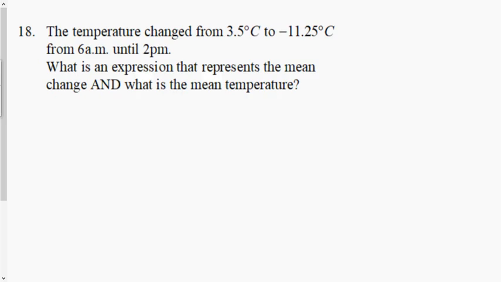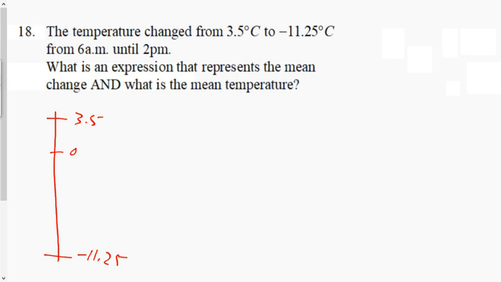And the last 3 questions are your story problems. It's the temperature change from 3.5 degrees to negative. So the first thing you're going to do is draw your picture. 0 would be right around here if you wanted to put it in there. And it went from here to here.